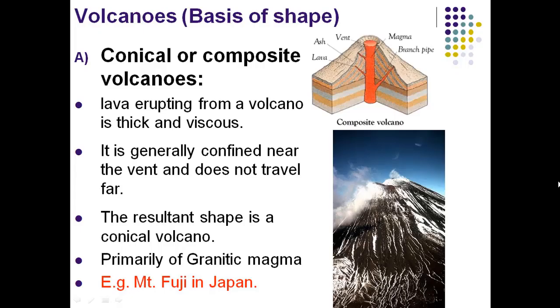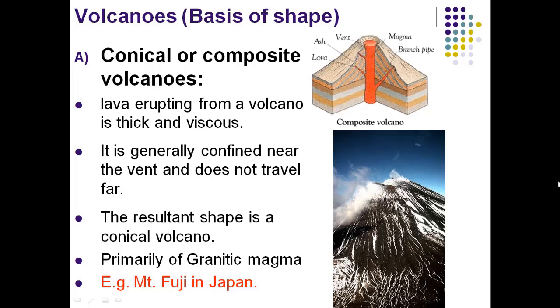Now we look at the volcanoes on the basis of shape. Before we classify the volcanoes on the basis of shape, we'll understand what types of molten materials are responsible for the shape of volcanoes. As you have learned, there are two types of magma, granitic and basaltic. Granitic magma is acidic in nature and basaltic magma is basic.